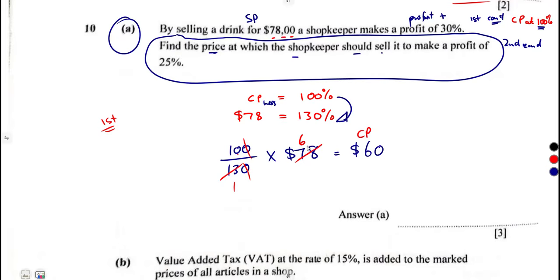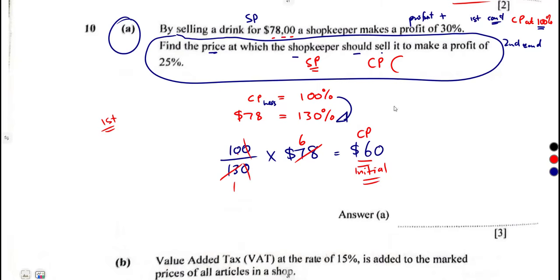So we are being asked to find the price at which the shopkeeper should sell. We are supposed to find the selling price given the cost price, because the cost price is our initial value. This is our initial value that we are having.